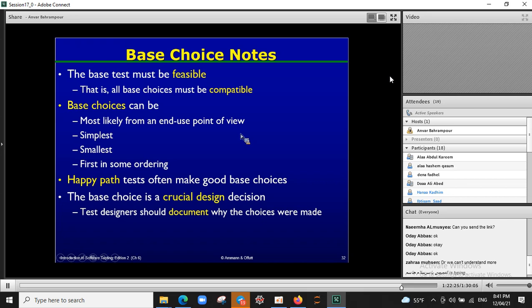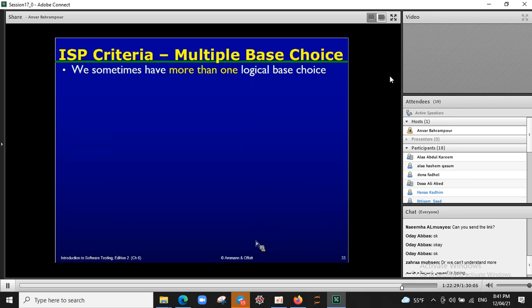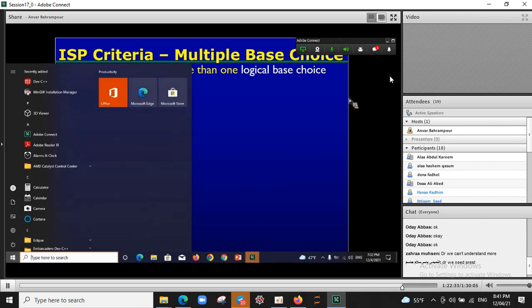And there are some other considerations. You could use them to choose base choices.